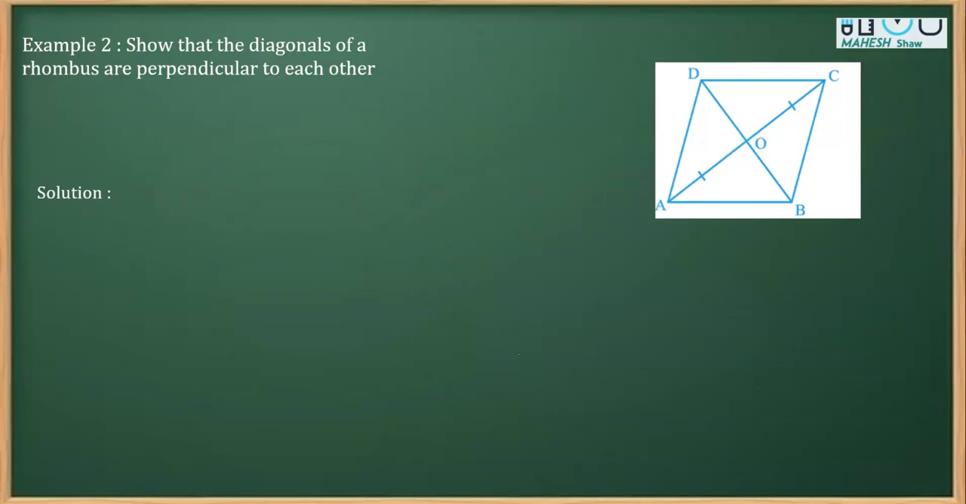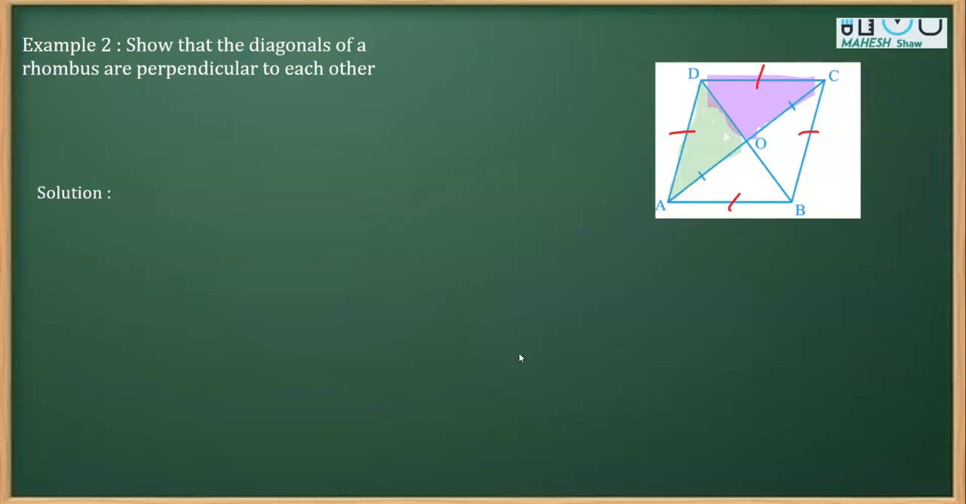That is, we need to show this line, say AC, is perpendicular to BD, right? So for that, we are going to use the concepts of congruency here. Now, the triangles which I'm going to consider are this one and the other this, right? But before doing this, what you should know is that in a rhombus, all sides are equal. All sides of a rhombus are equal.